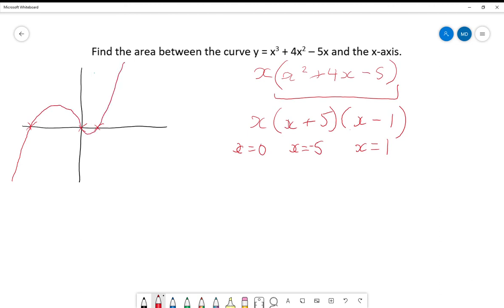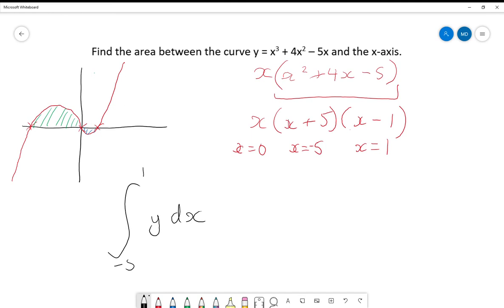And the area we're looking for are these two bits combined, the green bit and the blue bit. Now what is really, really tempting at this point is just to do one quick integral from negative 5 to 1 of our function y dx. But the problem with that is that the green bit's positive and the blue bit will come out negative. And if we just do the whole integral at once, then that negative blue bit is going to cancel out with some of the green bit and our area will be too small.